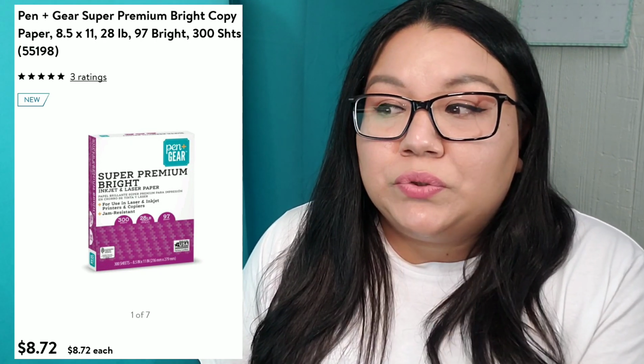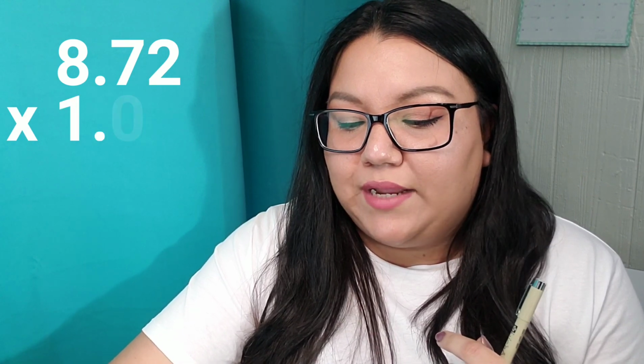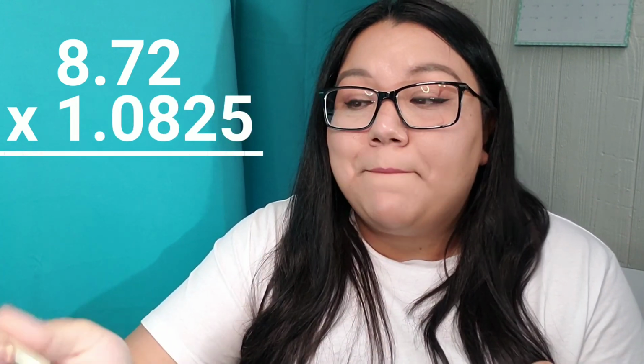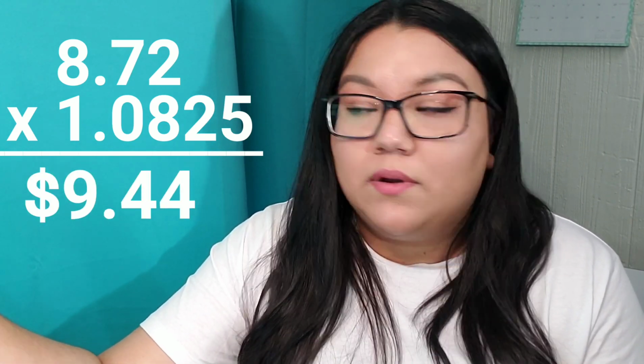Now when you walk out of the store, you don't just pay the $8.72. You have to pay for the tax as well. So you're going to take that $8.72 and add your state tax to it. Here in Texas, the state tax is normally about 8.25%. Apparently it can vary, but normally it's 8.25%. You get the price of your supplies, $8.72, times your state tax, so for me it is 1.0825. That means for that package of paper, I am paying out of pocket $9.44, rounded up.